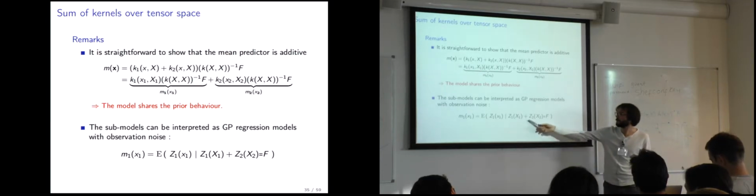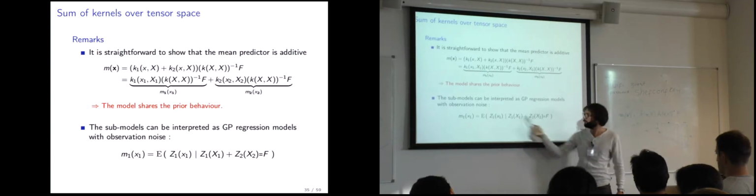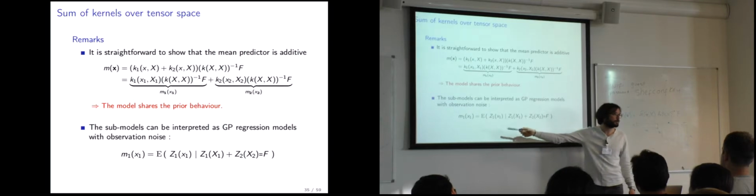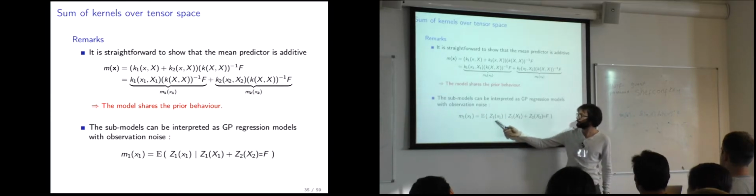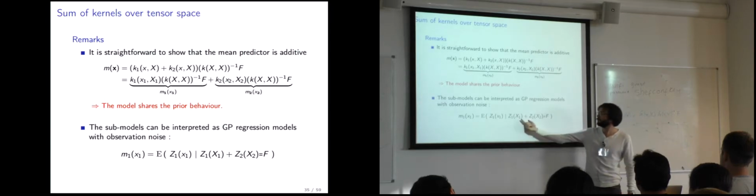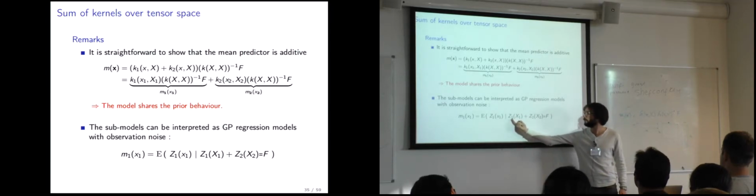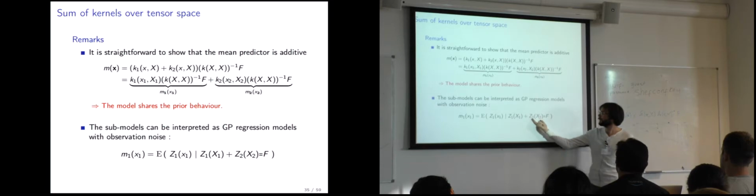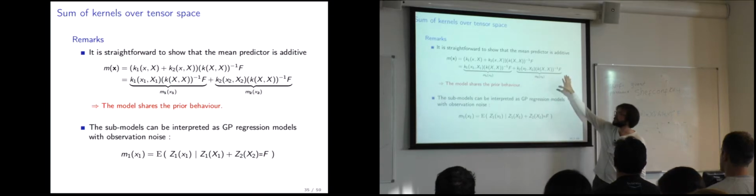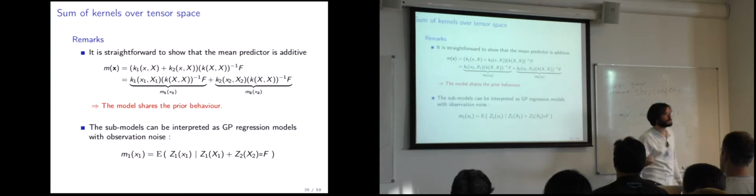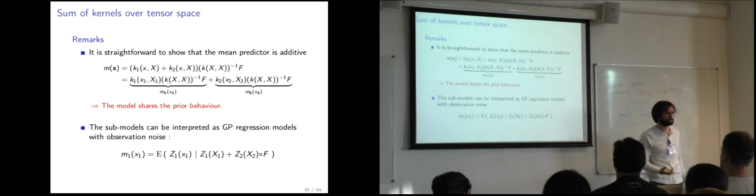And they're actually written as a conditional expectation of a Gaussian process. So this is the expectation of the GP that depends on x1, given that we have observations of the GP in x1 that is corrupted by some observation noise given by what's going on in the other dimension. But these submodels can still be interpreted as posterior Gaussian process models, right?